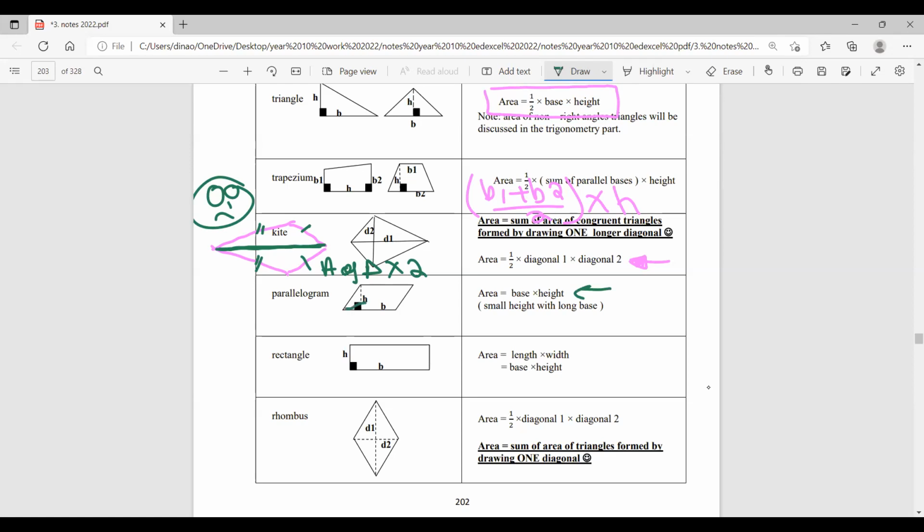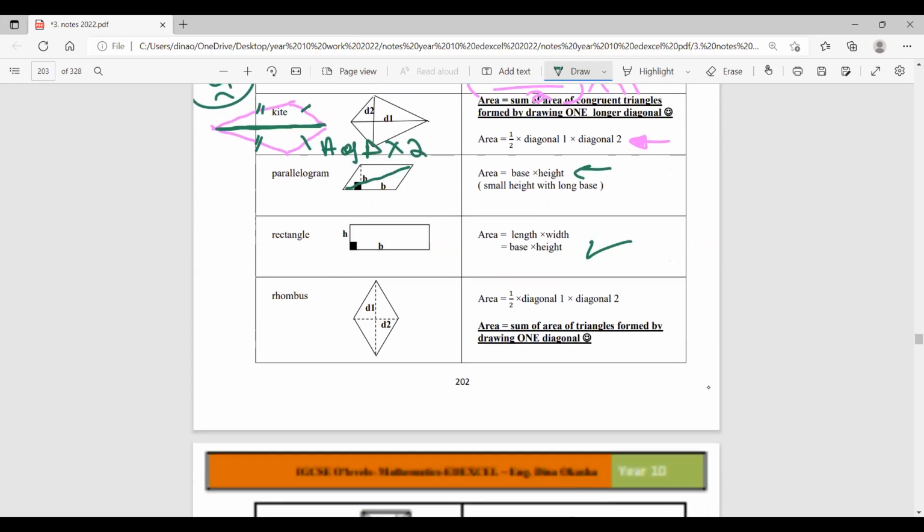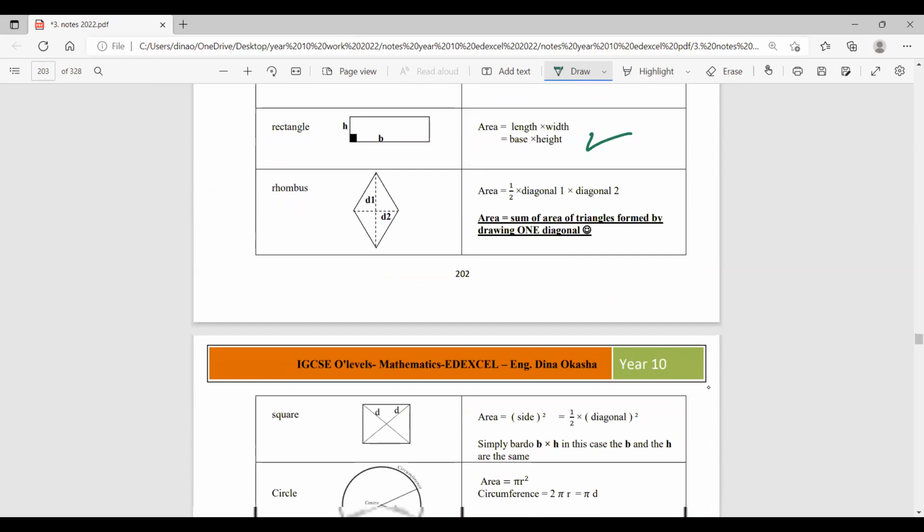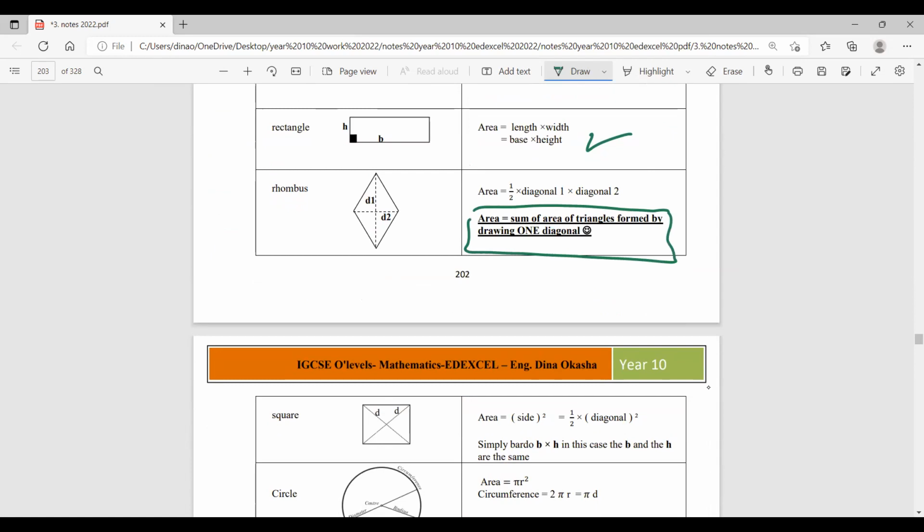Also, some people divide it into triangles this way: find the area of one triangle and then multiply it by 2. Of course, the area of a rectangle is base times height. I have a rhombus. The rhombus is the same thing, guys: half times diagonal 1 times diagonal 2, or as you can see, this is shaded, the sum of the areas of the triangles formed by drawing one triangle.